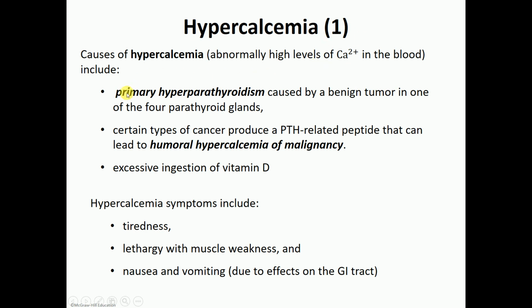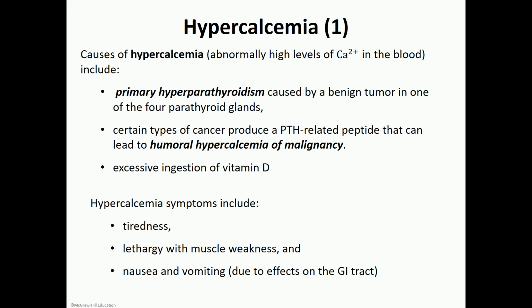The causes are primary hyperparathyroidism. And primary, again, means that the primary cause of the pathology is in the actual parathyroid glands themselves. It could be caused by a benign tumor in one or more of the 4 parathyroid glands, or the parathyroid glands are totally normal, and the cause is something else.